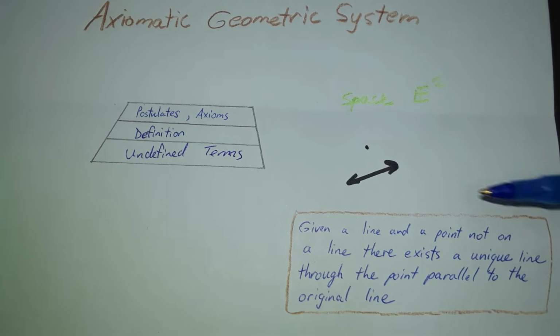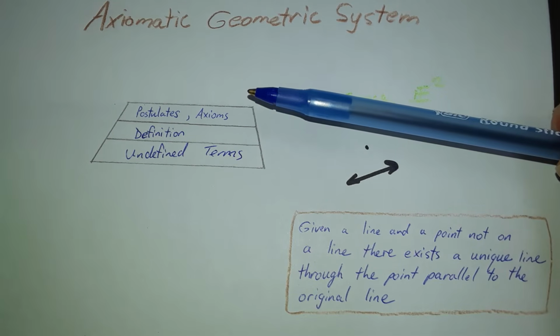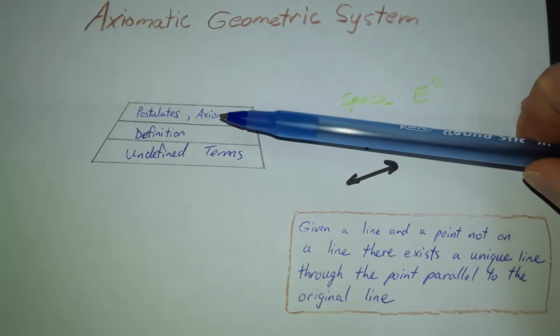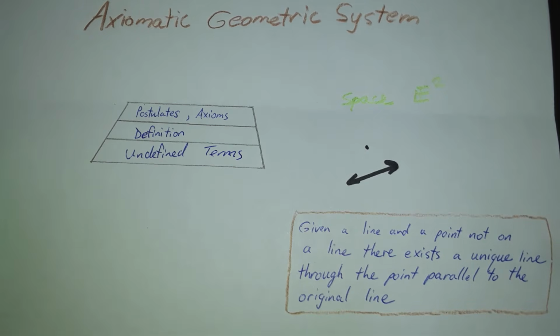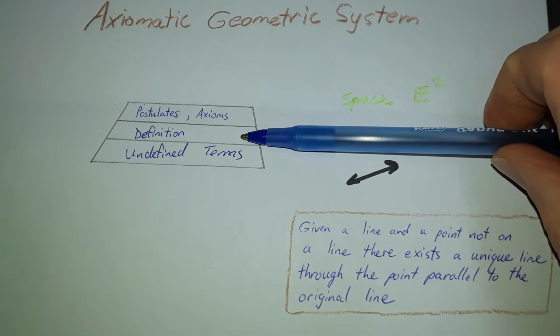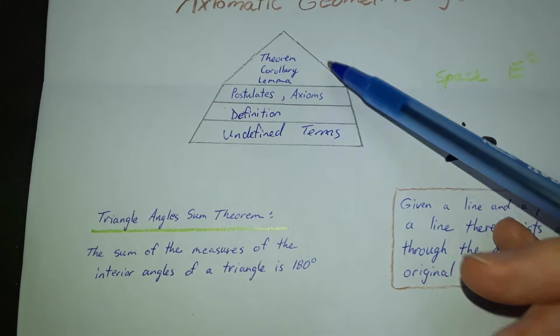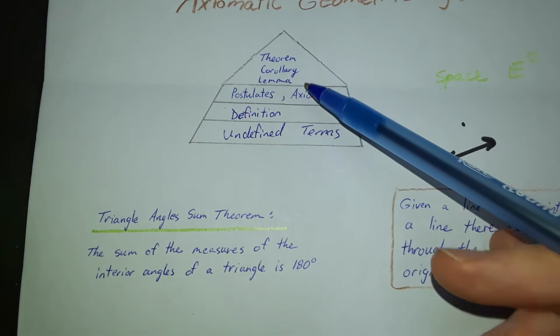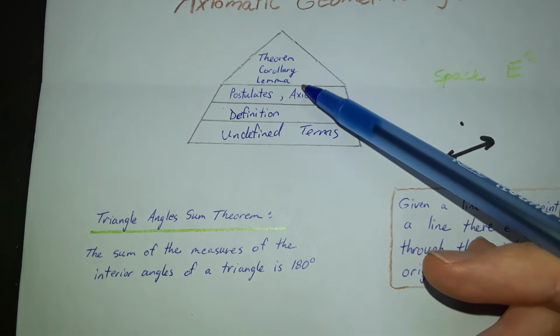So in this case, Euclidean geometry, the type of geometry that you've learned in high school. The next building block that we want to add onto here is going to have several things in it. We're going to add theorems and corollaries and lemmas, and these things have to be proven from these other ideas. So kind of capping off this foundation is theorems, corollaries, and lemmas.